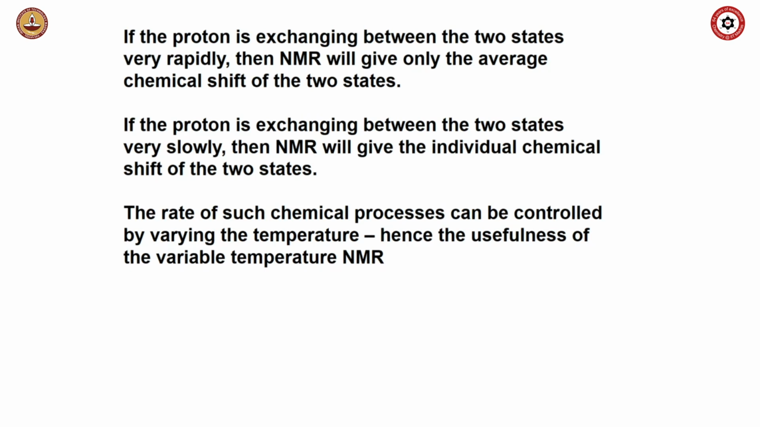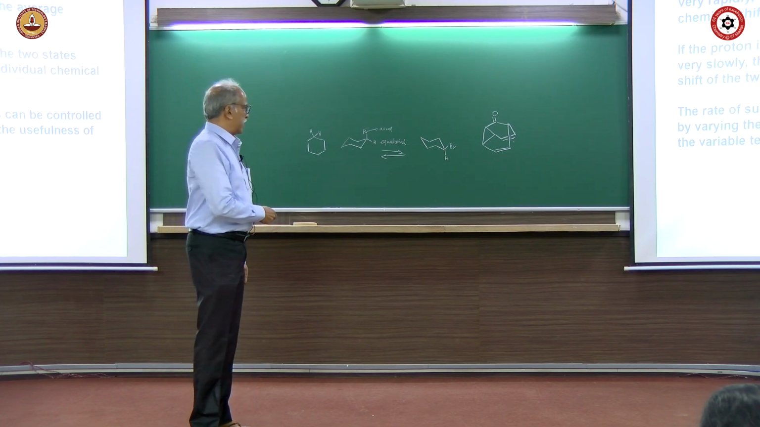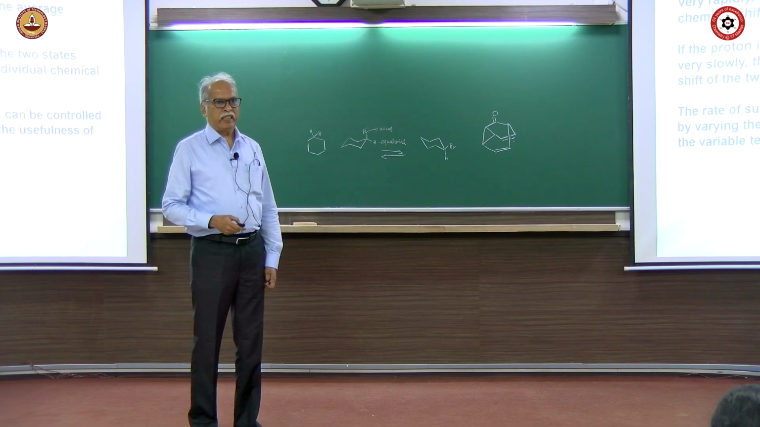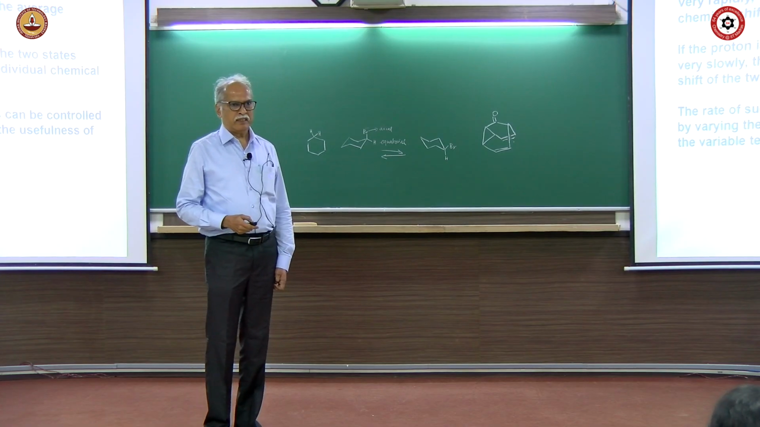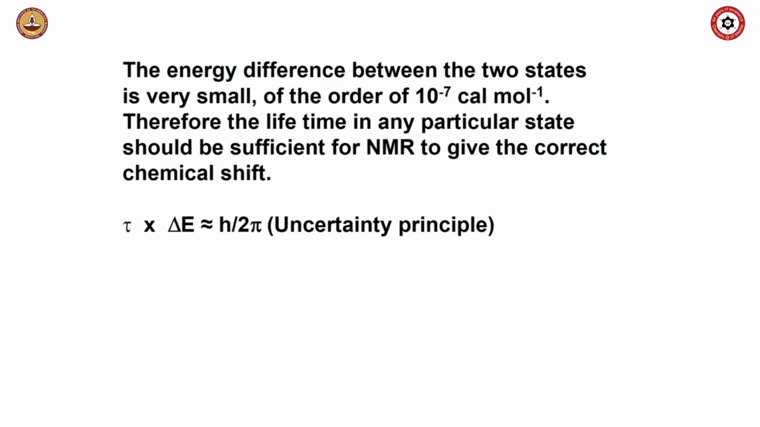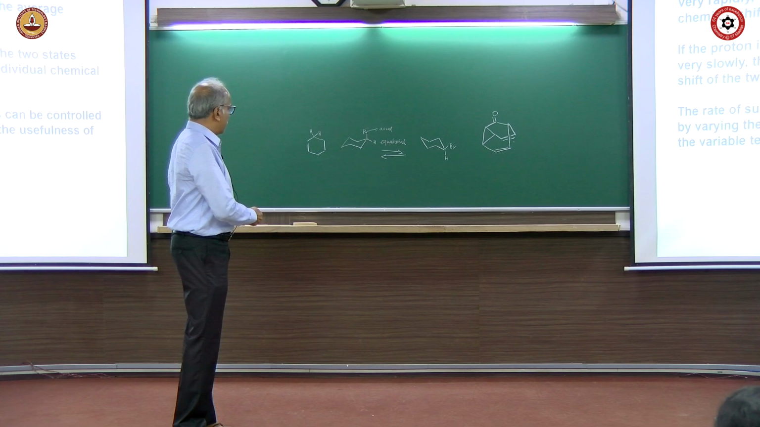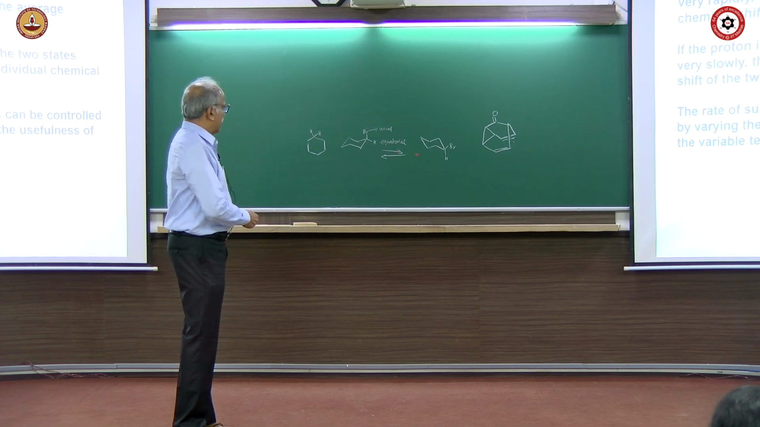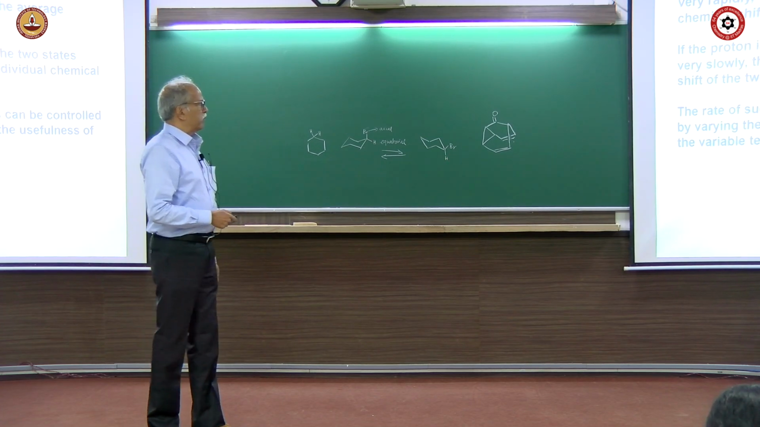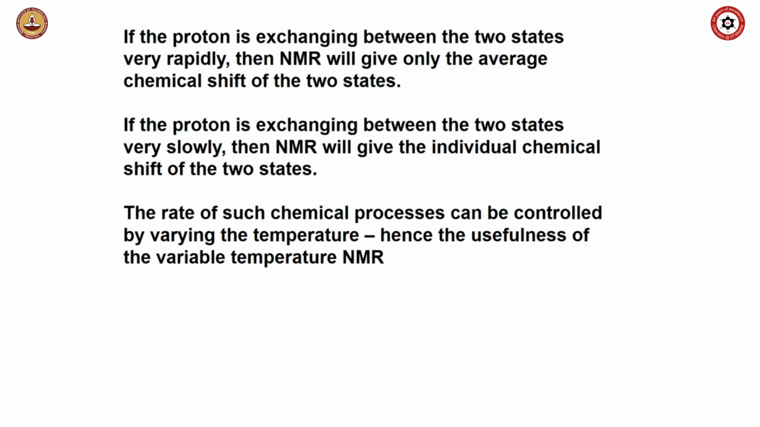If a proton is exchanging very fast between two states, NMR will give only an average chemical shift. So if you record the NMR spectrum of bromobenzene at room temperature, the hydrogen is going to be neither in the axial position nor in the equatorial position because it is too rapidly interconverting. This equilibrium is very fast, so you cannot distinguish between the axial hydrogen and the equatorial hydrogen. NMR will give only the average value of the two positions.